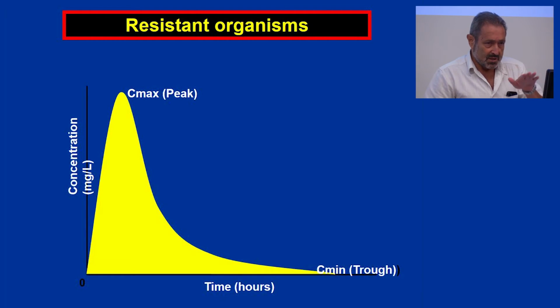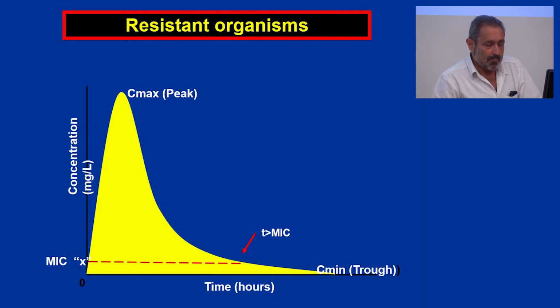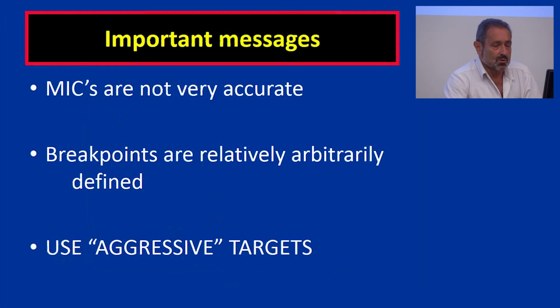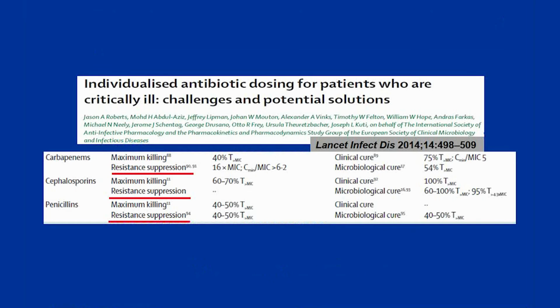Now look what happens with the resistant organisms. It's the same type of thing. If MIC goes up, your time above MIC for the same dose changes. So not only may your MIC be different, but as you're getting more and more resistant organisms, your time above MIC changes. So use aggressive targets. And the targets, certainly for killing, may be different to resistance.